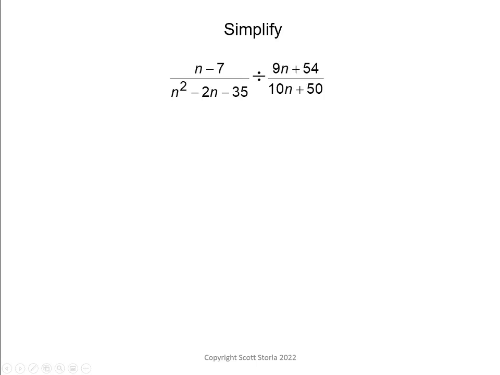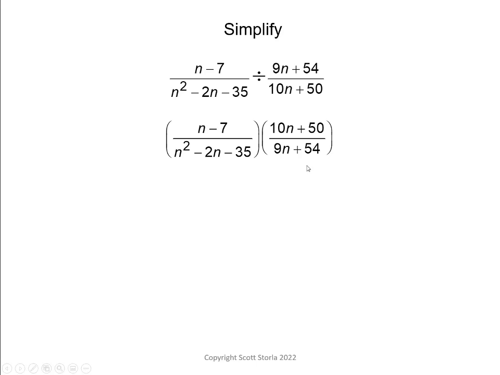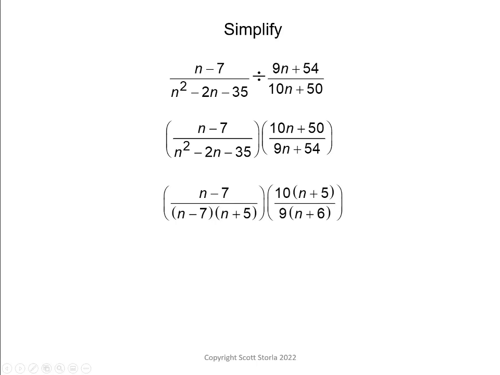Here's another. After multiplying by the reciprocal, I'll first factor this trinomial using guess and check. I think it's going to be n minus 7 and n plus 5. Here I have a common factor of 10 to take out, and here a greatest common factor of 9 to take out. Once I factor, I can start reducing. I can reduce these 2 common factors of n minus 7, a couple of factors of n plus 5, and that's going to leave 10 over 9 times the quantity n plus 6.